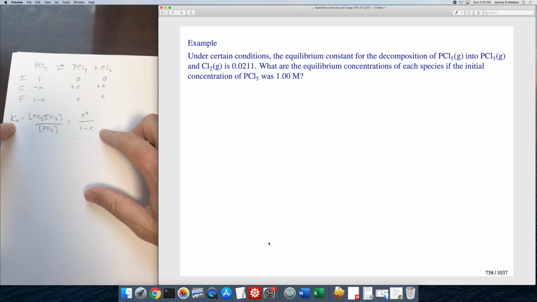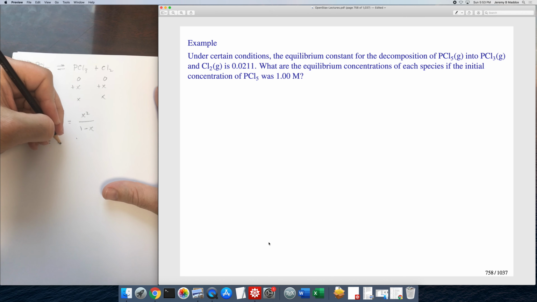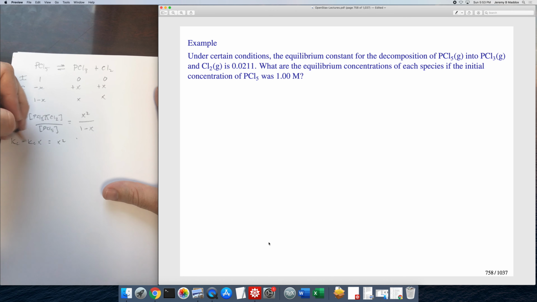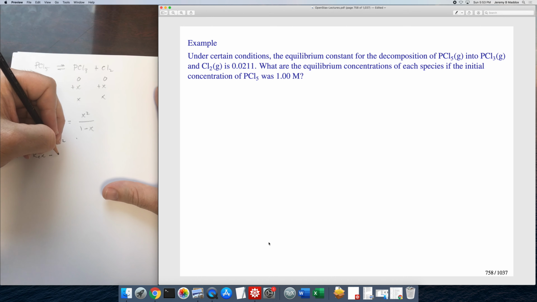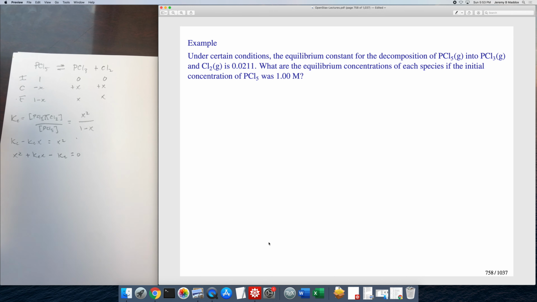So the first step is to rewrite this expression in standard quadratic form. So we'll multiply the denominator across. That's going to give us Kc minus Kc times x equals x squared. We'll put everything on the other side, so this will give us x squared plus Kc x minus Kc equals 0. So that's the standard quadratic form.